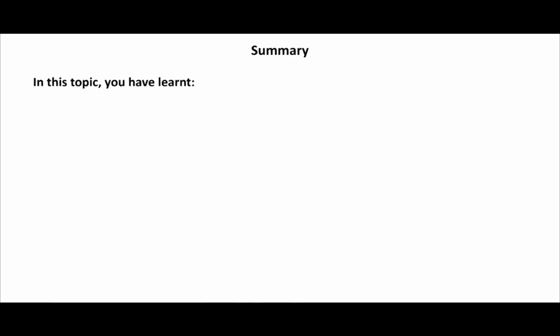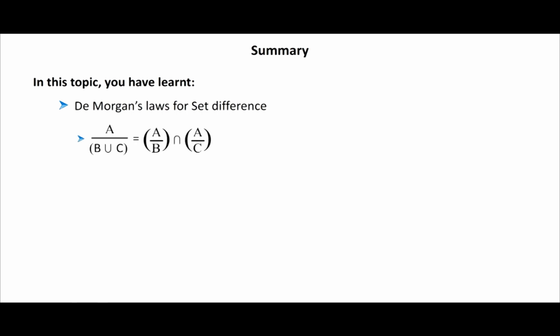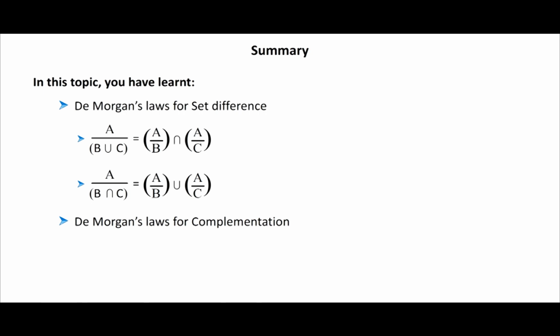In this topic, you have learnt De Morgan's laws for set difference. For any three sets A, B and C, A difference (B union C) is equal to (A difference B) intersection (A difference C). A difference (B intersection C) is equal to (A difference B) union (A difference C). De Morgan's laws for complementation. For any two sets A and B in the universal set U, (A union B) complement is equal to A complement intersection B complement. (A intersection B) complement is equal to A complement union B complement.